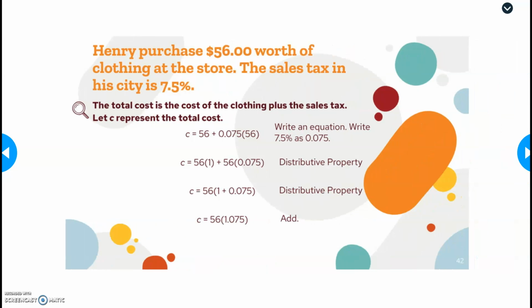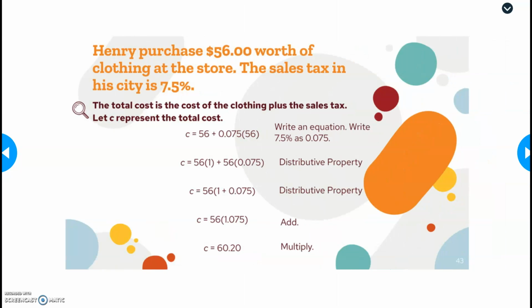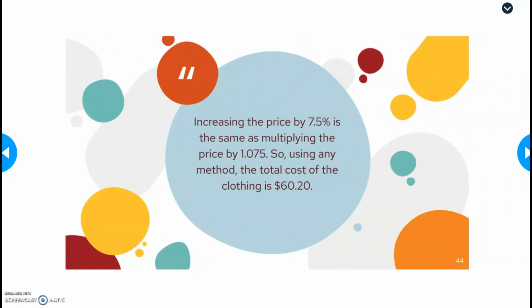So I set it up so that I'm going to add them together. I do add them together. 1.075 times 56 gives me a cost of $60.20. So increasing the price by 7.5% is the same as multiplying by 1.075. So using any method, the total cost of clothing is $60.20.